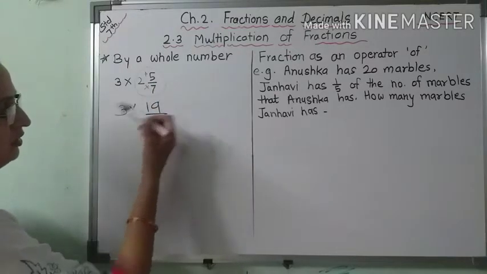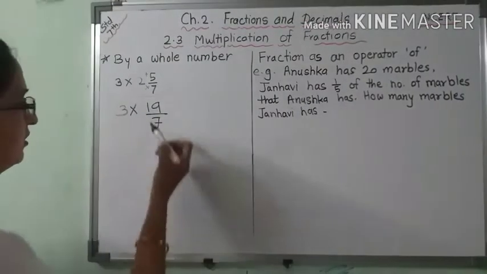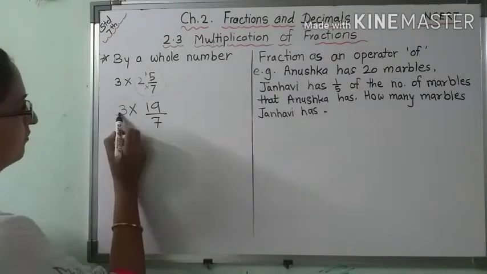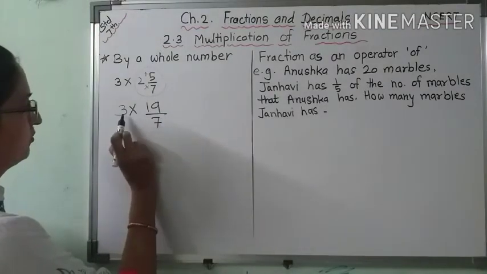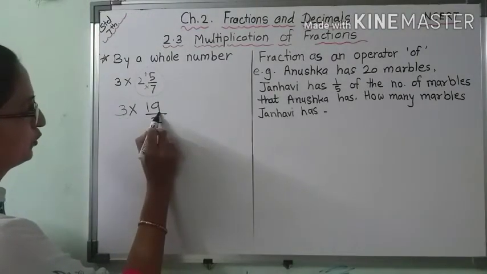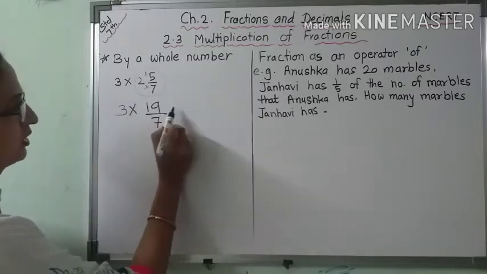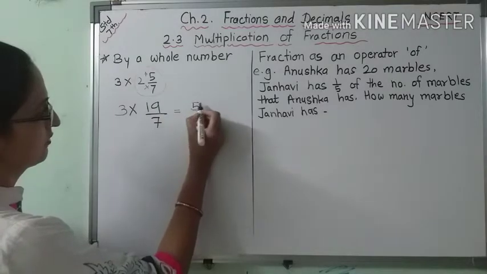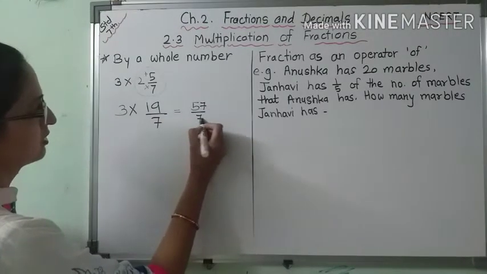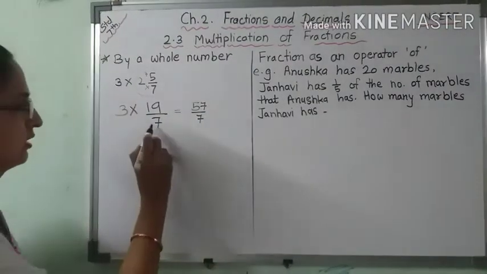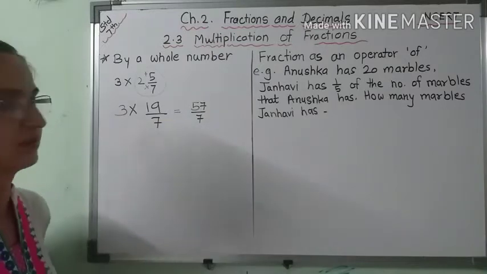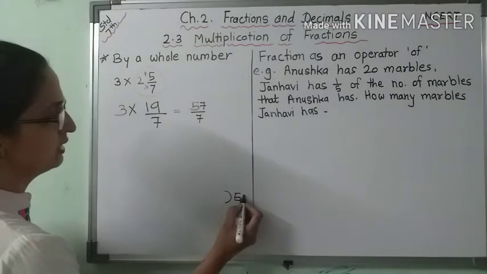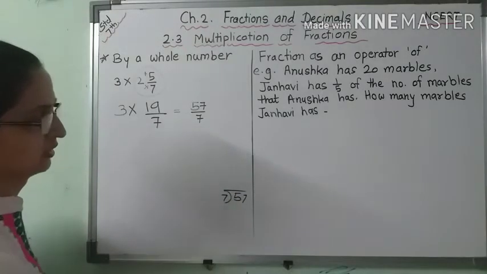Now this is an improper fraction. Multiply this by the whole number. While multiplying, what do we have to do? We have to multiply this whole number with the numerator, that is 3 into 19. 3 into 19 is equal to 57 upon 7. Write the denominator as it is. So 57 upon 7. Now you have to divide this 57 by 7.